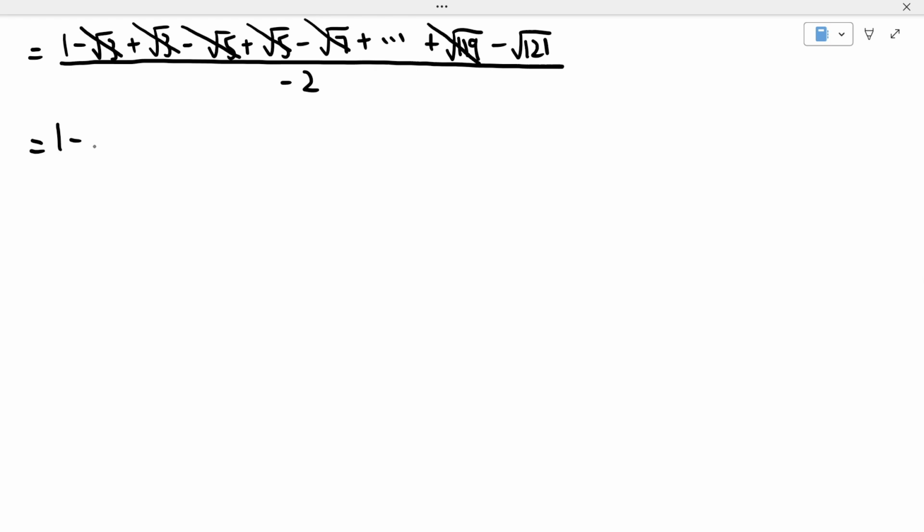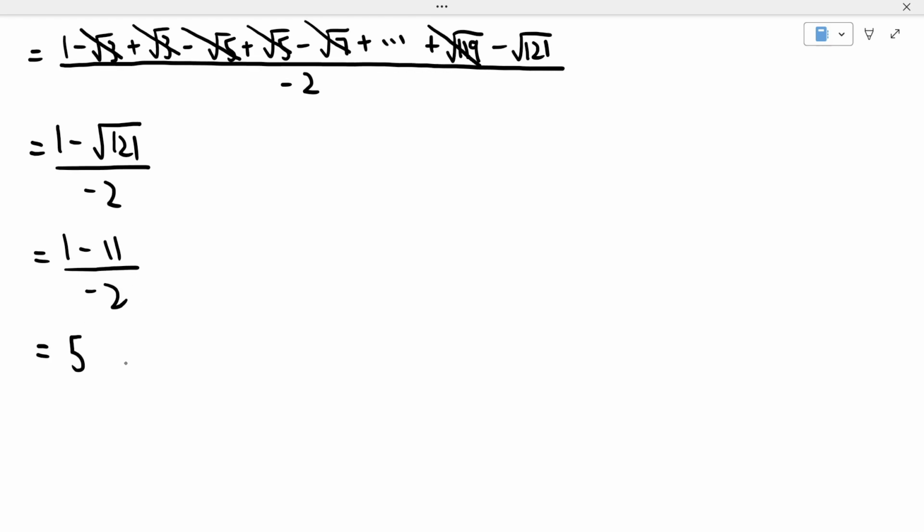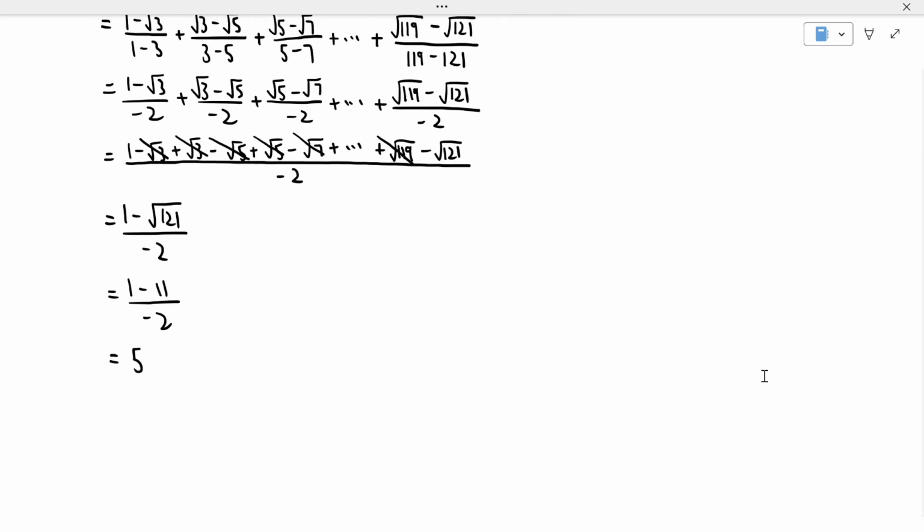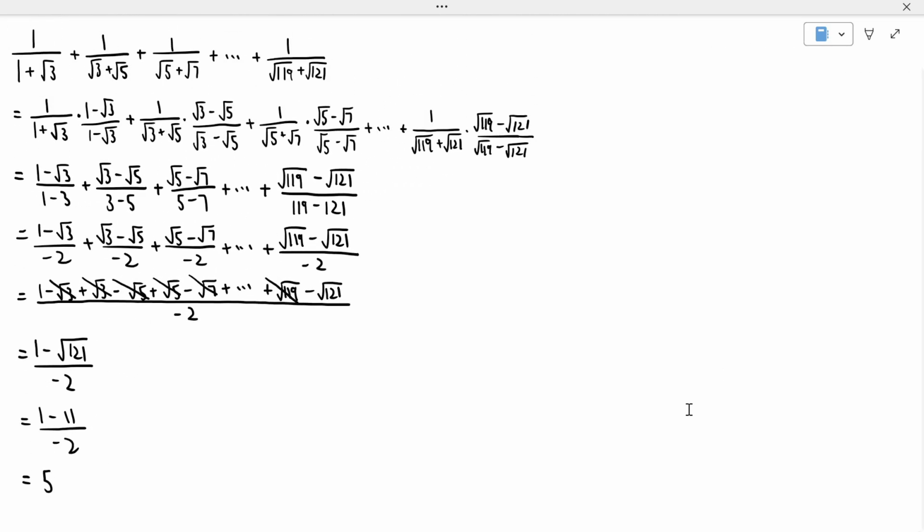This fraction now just simplifies to 1 minus the square root of 121 over negative 2, and 121 is equal to 11 squared, so this is just 1 minus 11 over negative 2, and 1 minus 11 is equal to negative 10, and then negative 10 divided by negative 2 is equal to 5. So this entire sum is just equal to 5. So I'll zoom out once more so you can see the entire solution.